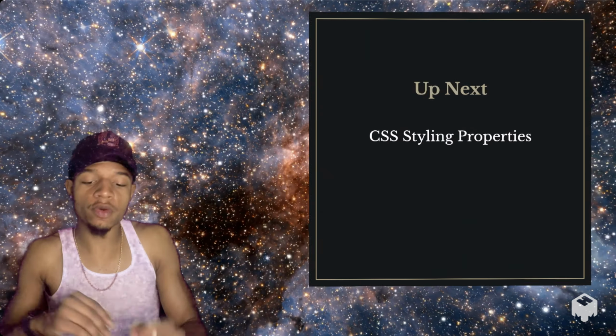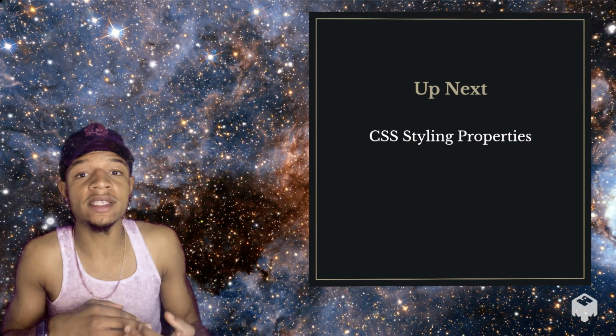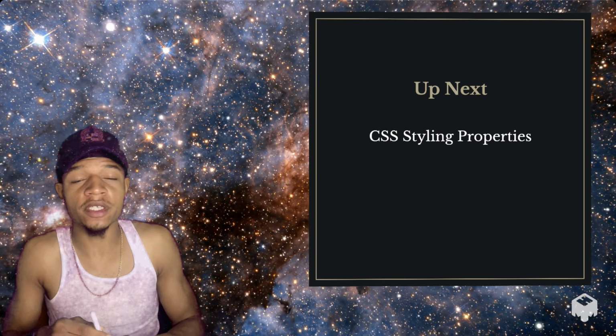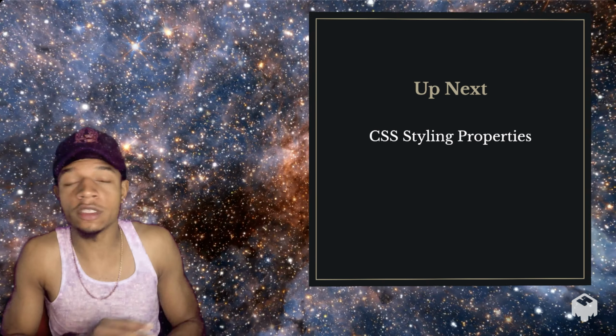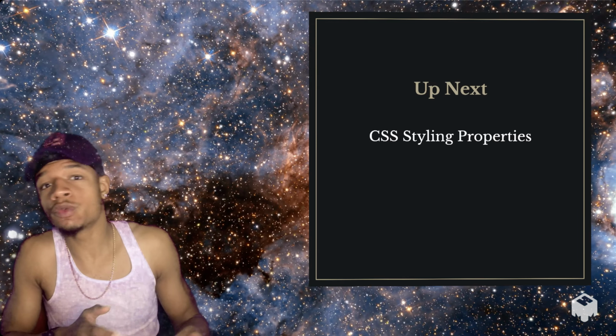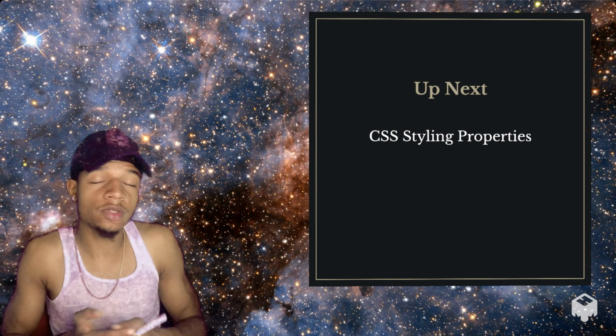So what comes next is styling. Now we know how to select these elements, and now we need to learn how to style them. We need these different properties, and there are over 100. There are hundreds of properties in CSS, and so obviously, with the 80-20 rule, we're not about to use all of them. 80% of the time, we're only using 20% of them.